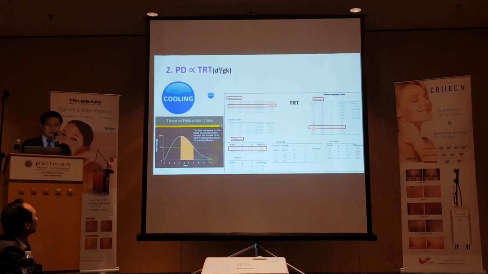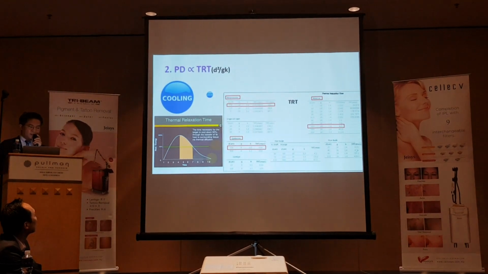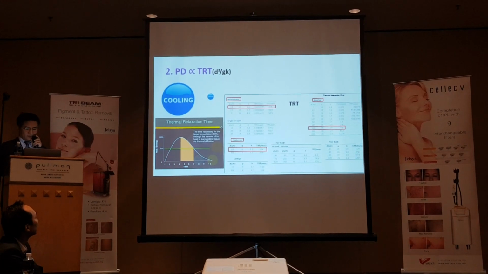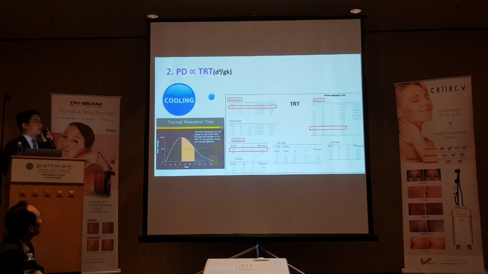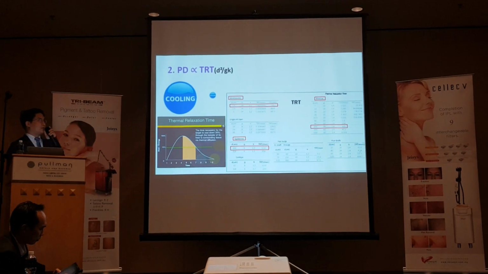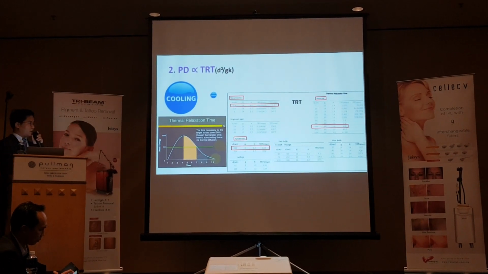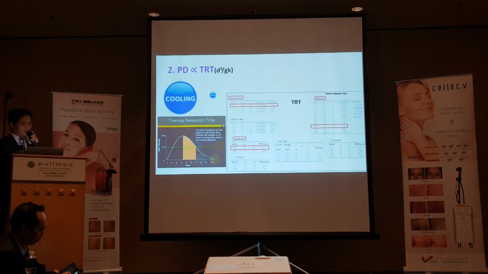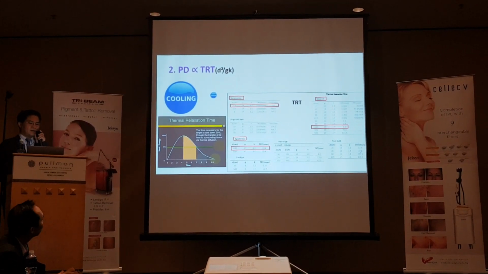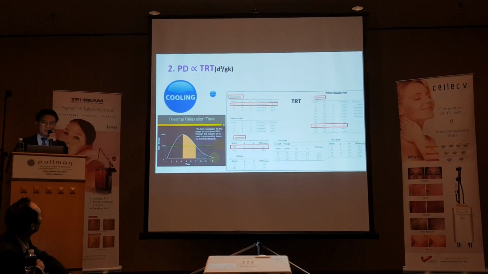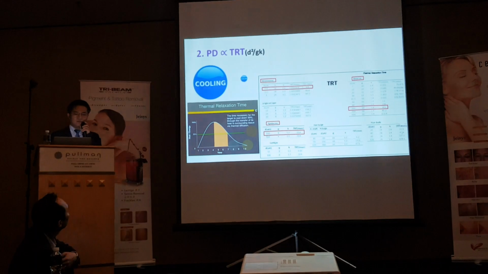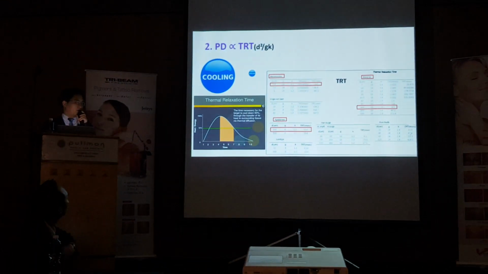Second is pulse duration. Pulse duration is the time of irradiation. Pulse duration is proportional to TRT and diameter squared. TRT is the thermal relaxation time, the time necessary for the target to cool down 50% through the transfer of its heat to surrounding tissue via thermal diffusion.